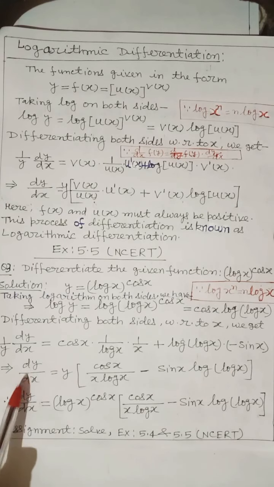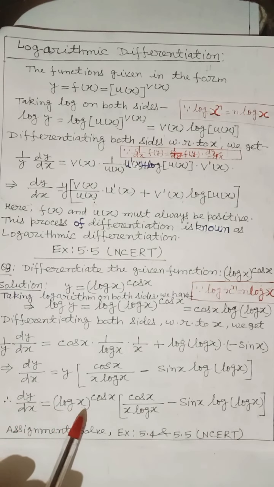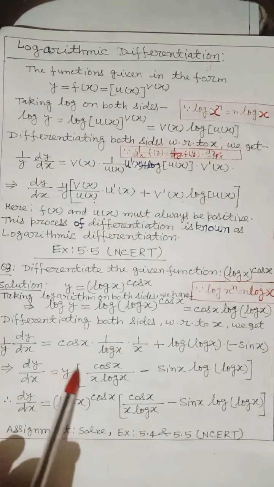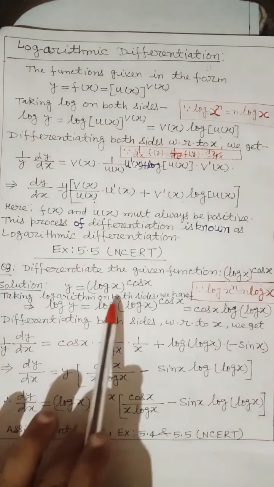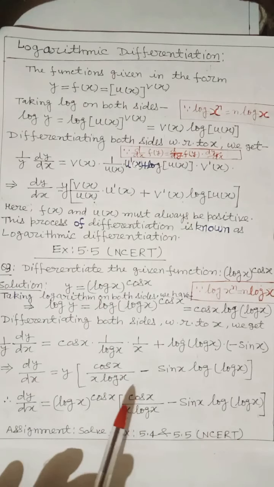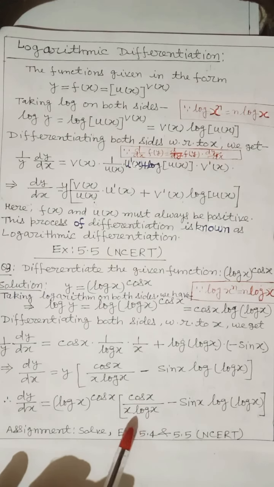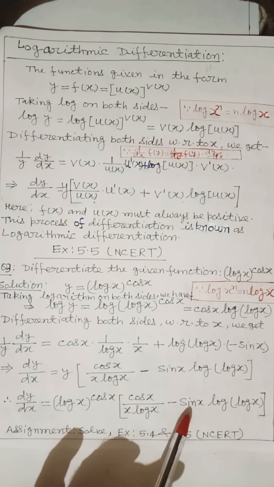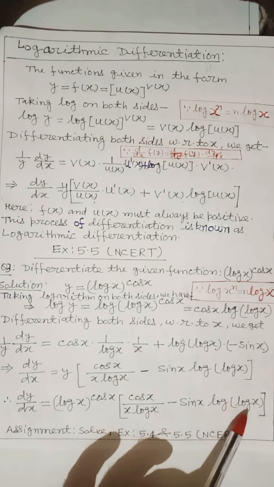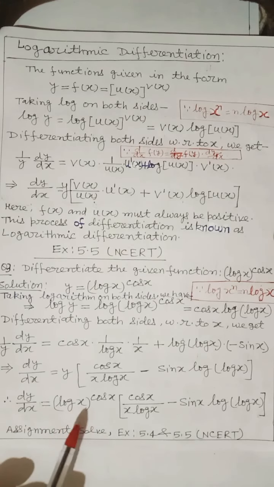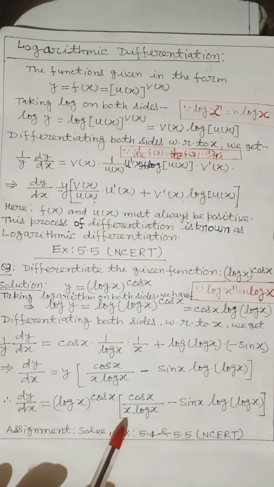Therefore dy by dx, here putting the value of y from above, log x to the power cos x into cos x by x log x minus sin x log of log x, and this is the answer, that is dy by dx.